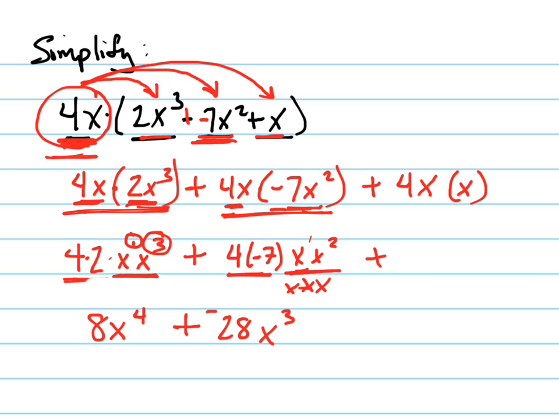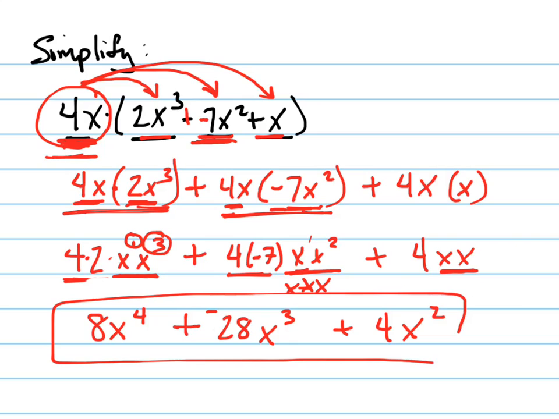And then the last term is just going to be 4 times x, and how many x's do I have that are being multiplied there? I have 2, so I could rewrite that as 4x squared. And that is my simplified form of that original problem.